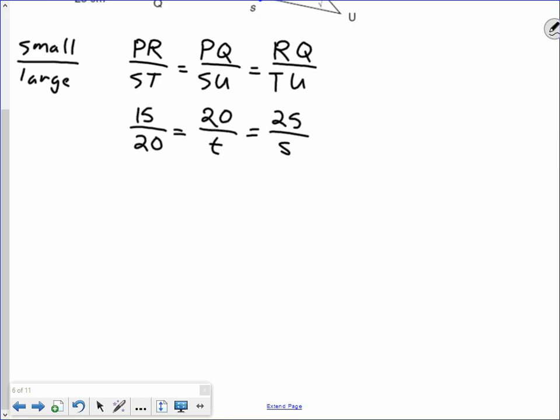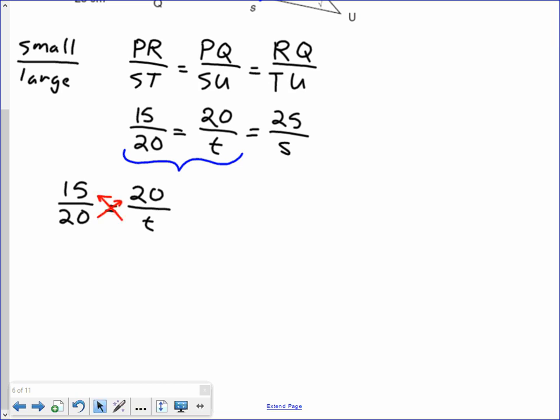So to solve for T and S, what we're going to do is take this three-term proportion, pull out two of the terms, and then solve. So if we're going to solve for T here, we want the terms involving the 15 and the 20 because it's the one with the two numbers, and then the one with the unknown. So we're going to solve this proportion. And of course we do this by cross multiplying.